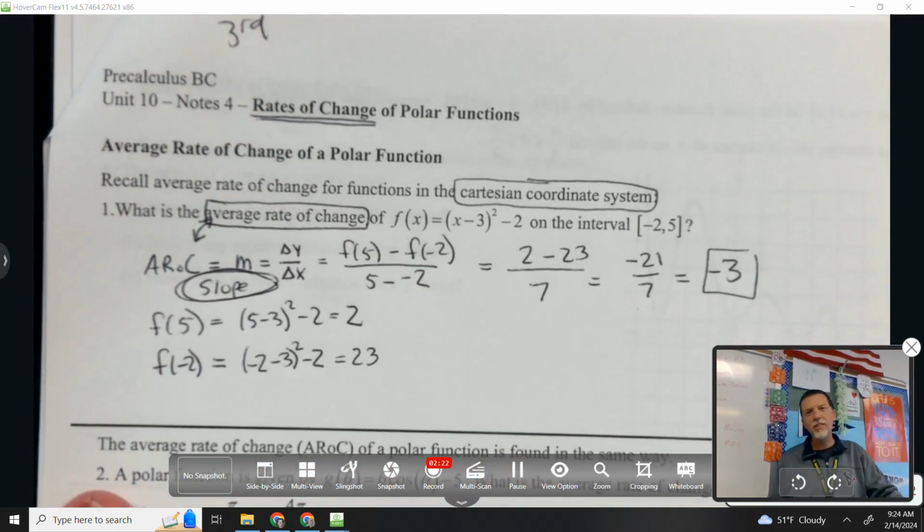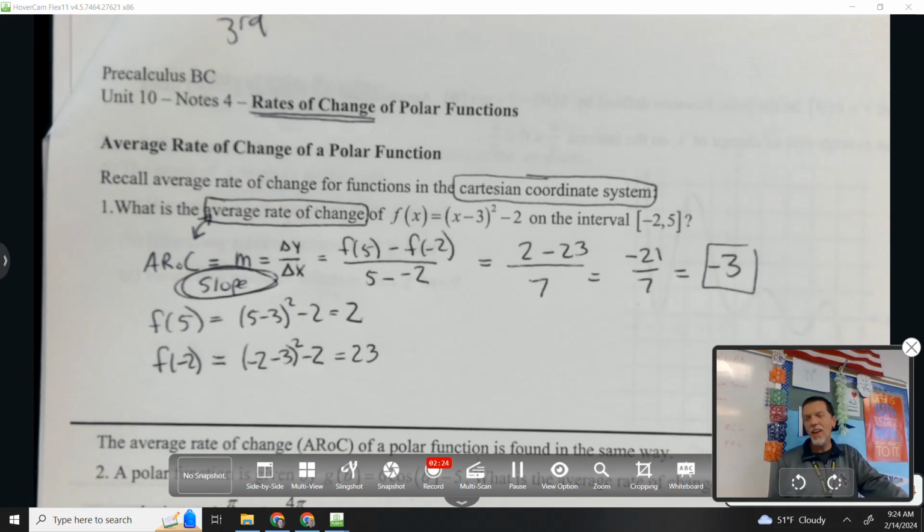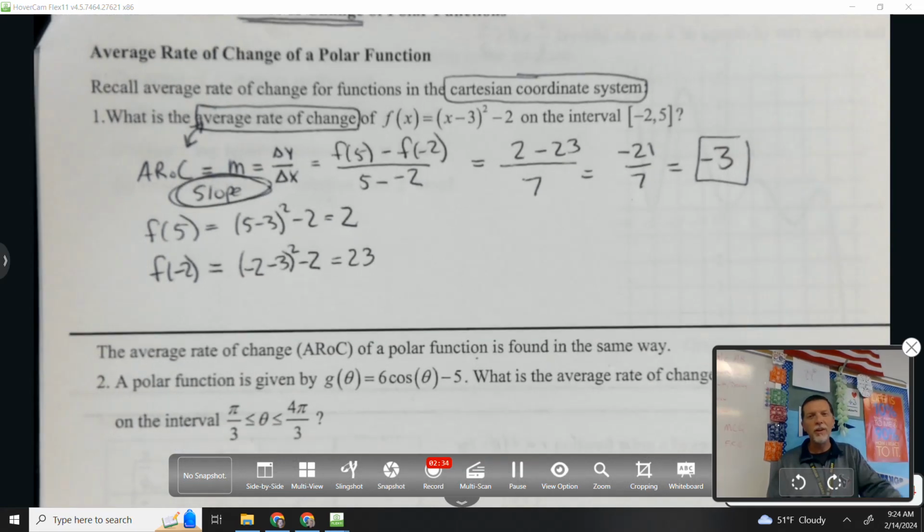Average rate of change is the slope. The slope is the average rate of change. If you lock those two words together, you'll be well prepared for calculus next year.